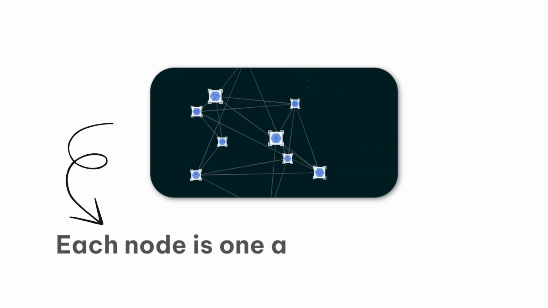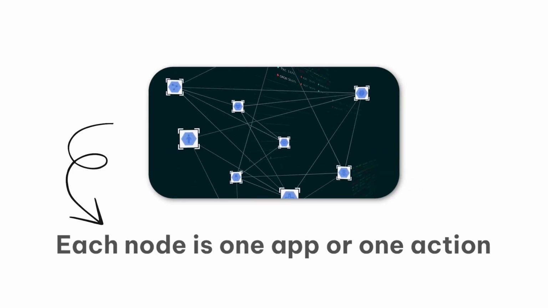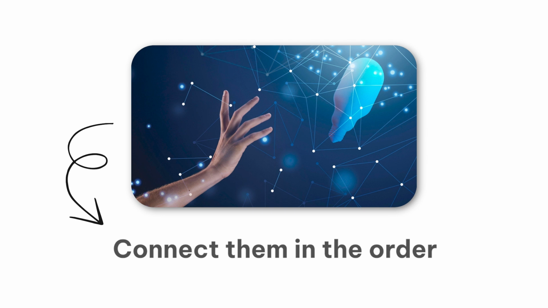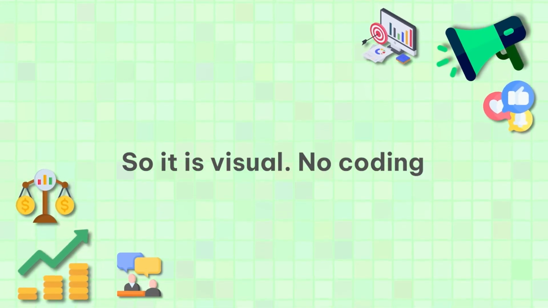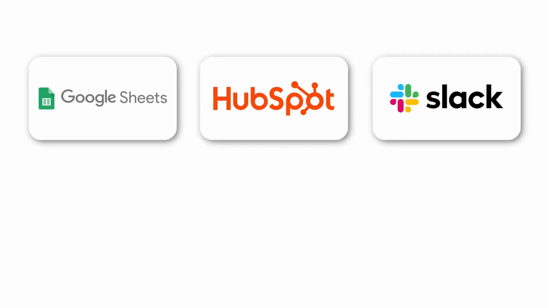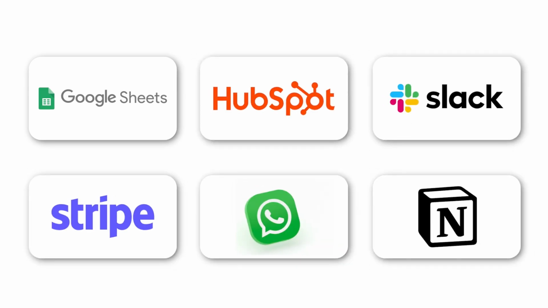So, how does it actually work? It works on a canvas, like a whiteboard. You place blocks called nodes, each node is one app or one action, and you connect them in the order you want things to happen. So it is visual, no coding? No coding at all. And it connects to over 400 tools out of the box: Google Sheets, HubSpot, Slack, Stripe, WhatsApp, and Notion. If your business uses it, it can almost certainly support it.